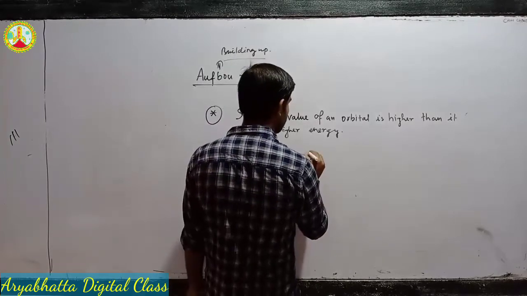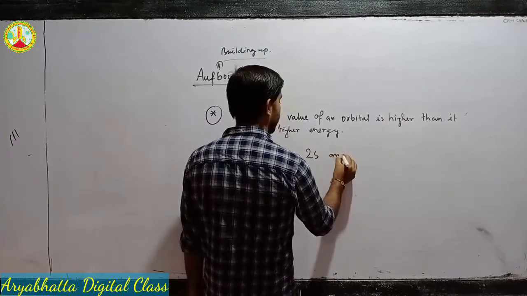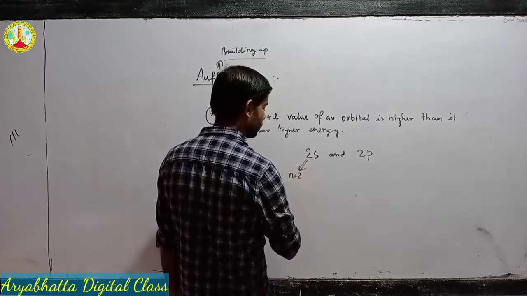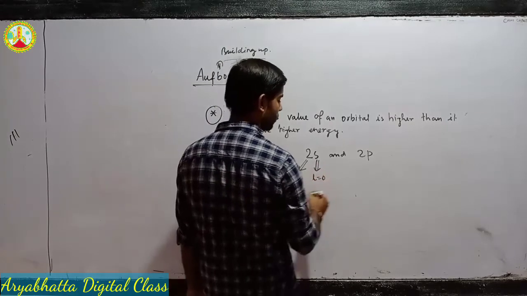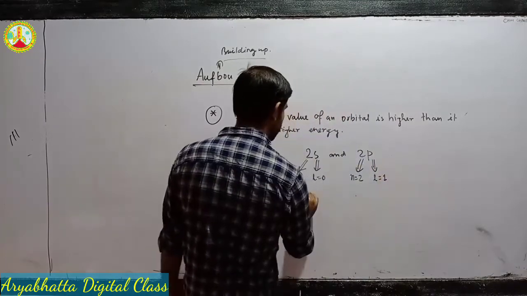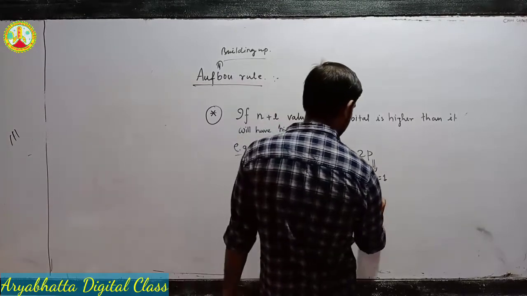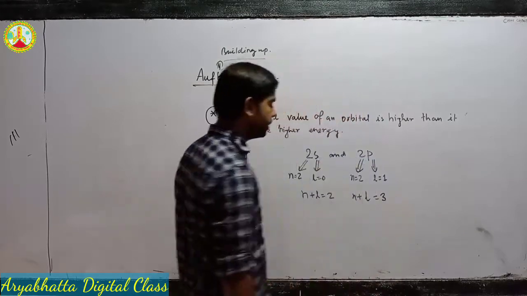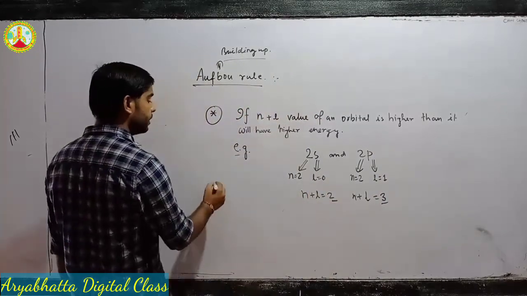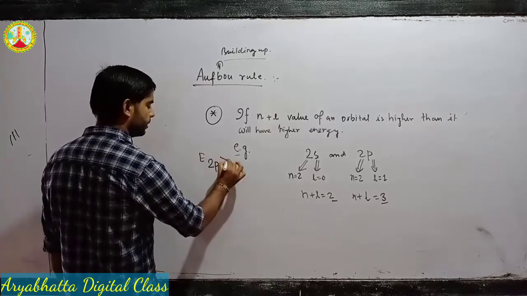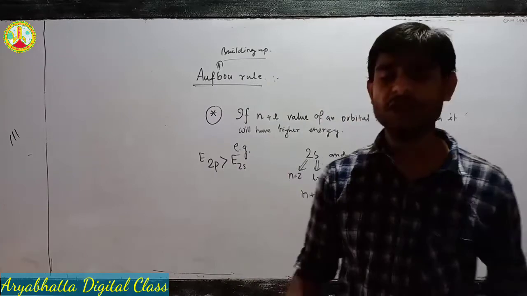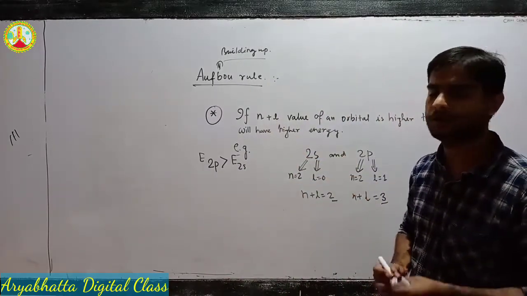Suppose we have 2s and 2p orbitals. See, the number is 2, that means n is 2. S means the value of L is 0. So n plus L will be 2. For the p orbital, n is 2 and L value is 1. So n plus L will be 3. So see that the 2p orbital has an n plus L value of 3 and the 2s orbital has an n plus L value of 2. So you can easily say that the energy of the 2p orbital is greater than the energy of the 2s orbital. 2p will have more energy than 2s. This is what n plus L tells us.